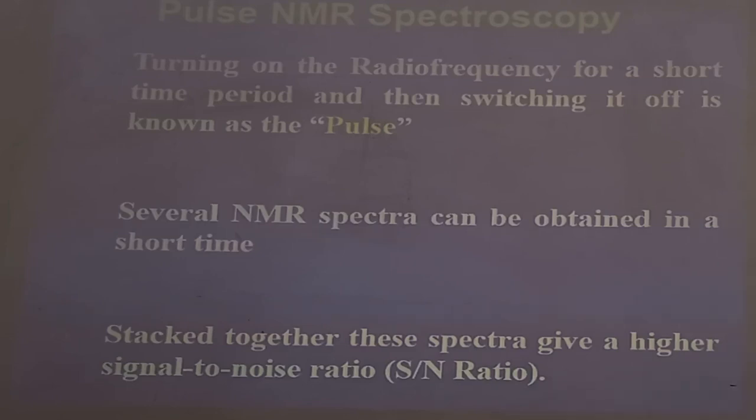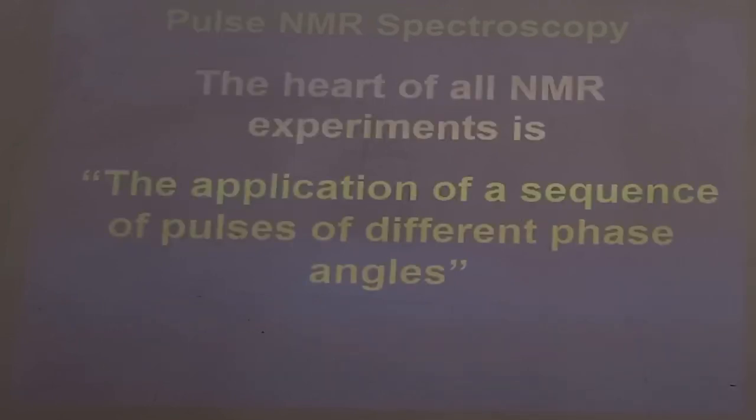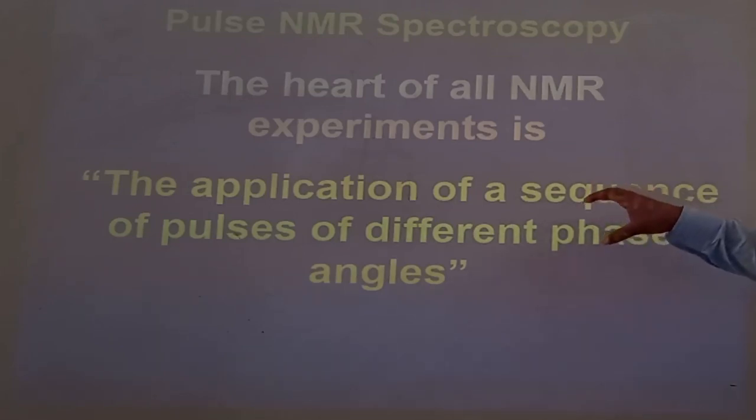Now this pulse can have different durations and different angles. That is very important, right? So this pulse or sequence of pulses is the heart of all NMR experiments. So you give different pulse sequences, you give pulses in different directions for different durations and different angles, and you get different information about the molecule.